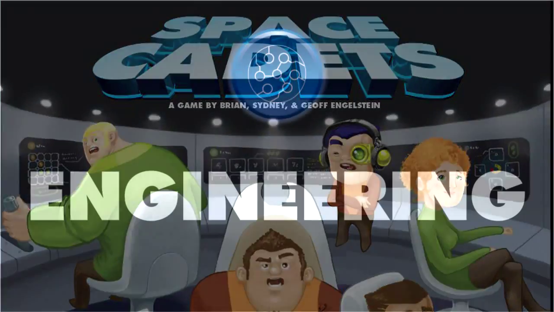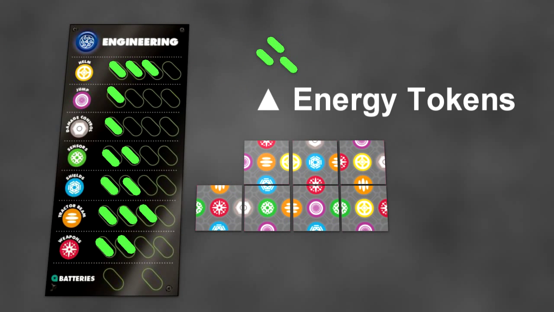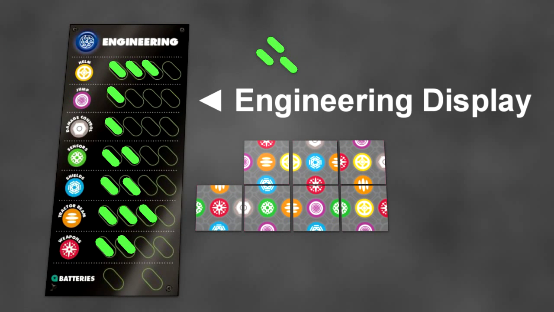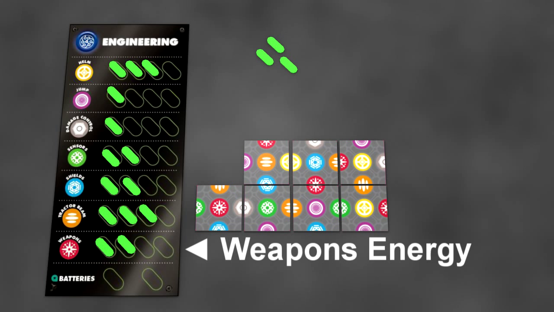Congratulations on being named the new engineering officer. Engineering determines how much energy goes to the other stations. The more energy that is given, the more that station can do. For example, weapons gets to launch one torpedo for each energy they receive. You use the engineering tiles to give energy to the stations.